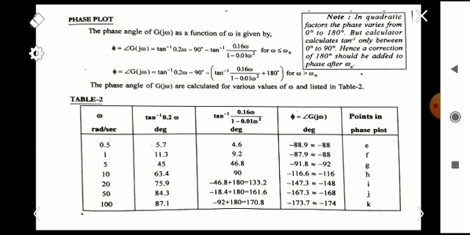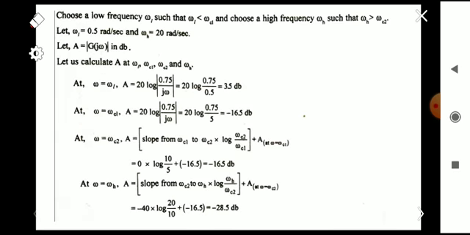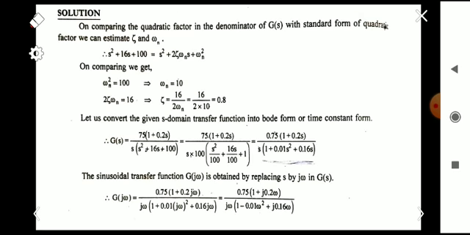Next we have to plot the phase plot. We have to calculate the values for the phase plot. So for that we have to write the phase angle equation. The G of j omega term is this one, the sinusoidal transfer function, and we can start writing the angle from the numerator part itself.